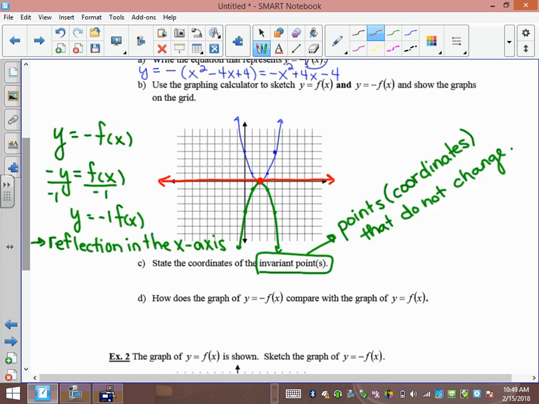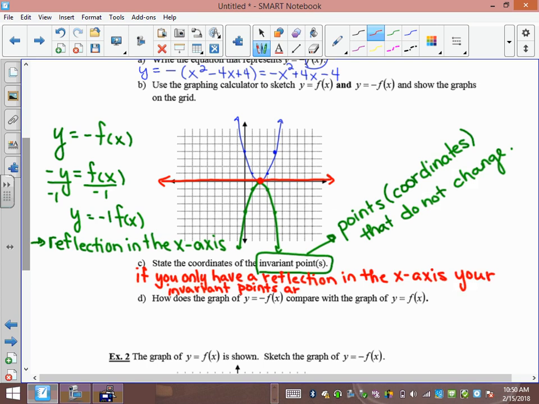Okay? So if you only have a reflection in the x-axis, your invariant points are on the x-axis.